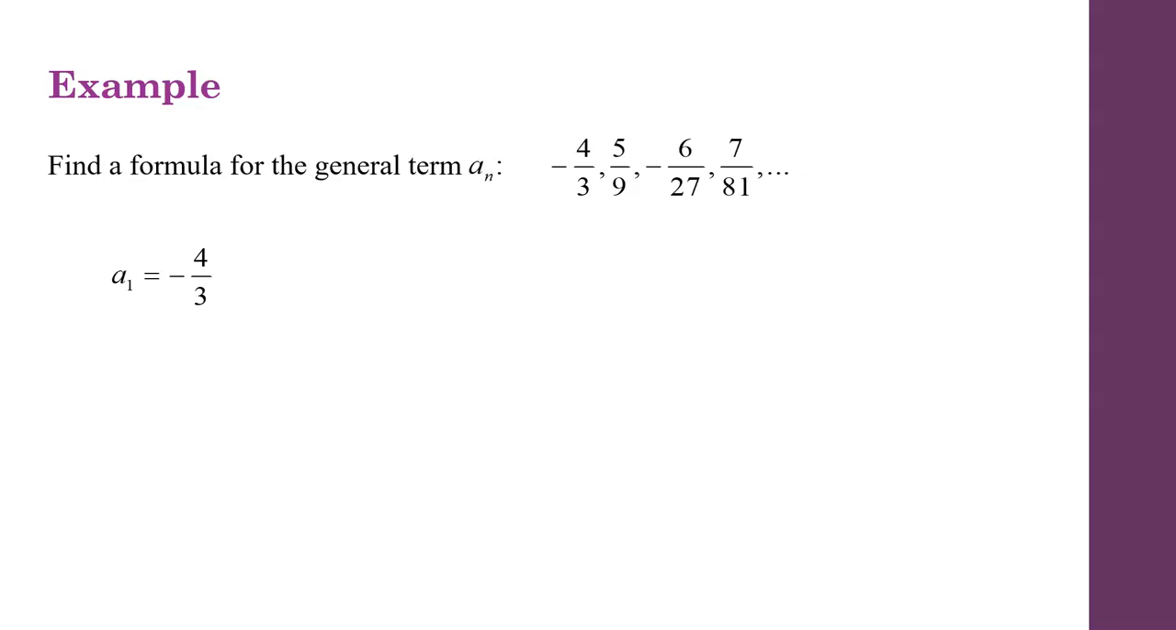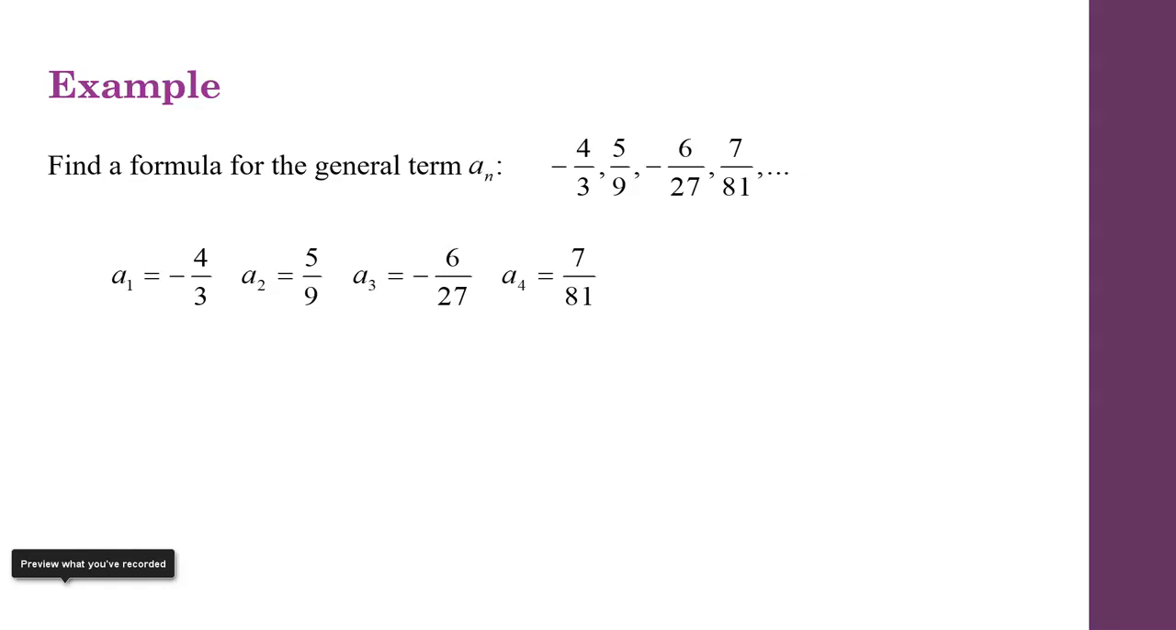When I plug in 2 into the same formula, I should get a positive fraction where the numerator is 5 and the denominator is 9. When I plug in 3, I should get a negative fraction. The numerator should be 6, the denominator 27. For the fourth term, when we plug in 4, we should have a positive 7 in the numerator and 81 in the denominator. So let's stop and take a look. The first thing I need to ensure is that my signs do what they're supposed to do.